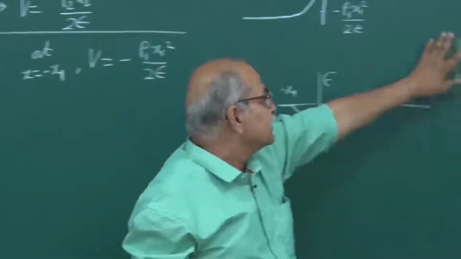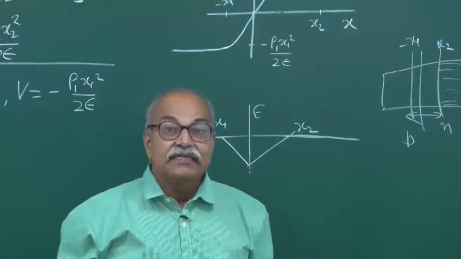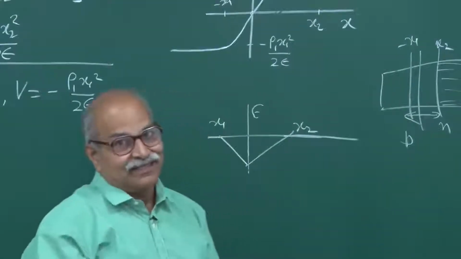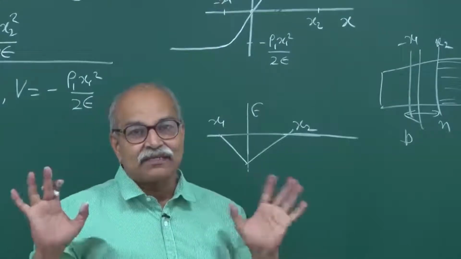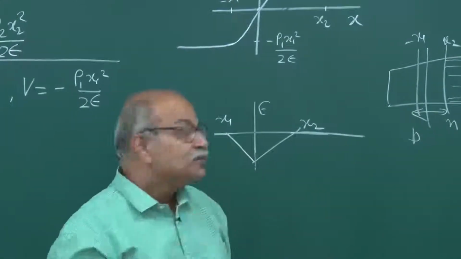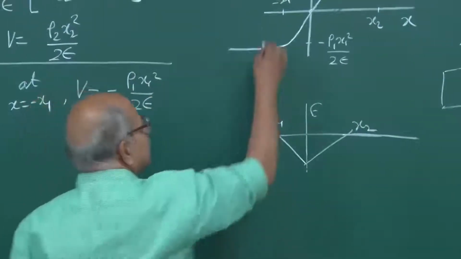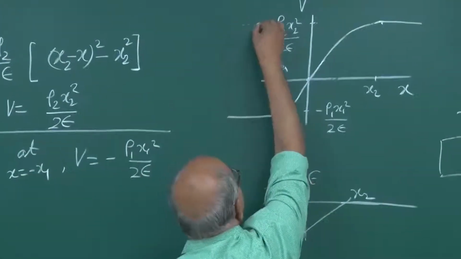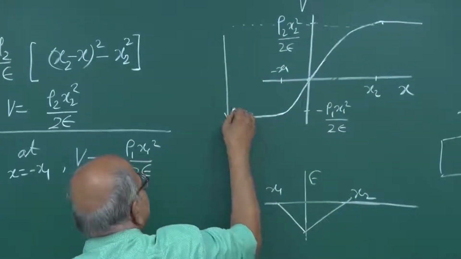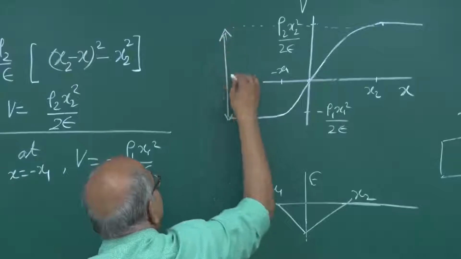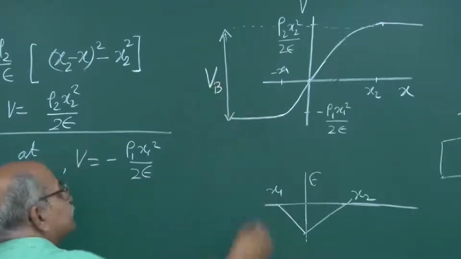So that's the kind of potential variation across this junction as you go from p side to n side. So this is at a lower potential, this is at a higher potential. There is a built-in potential inside this material. No batteries, nothing, but there is a built-in potential difference here. And this difference is known as the potential barrier. You give some name to it, let us say call it VB.